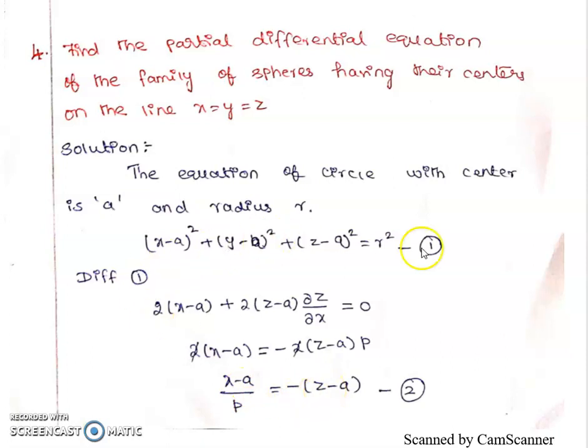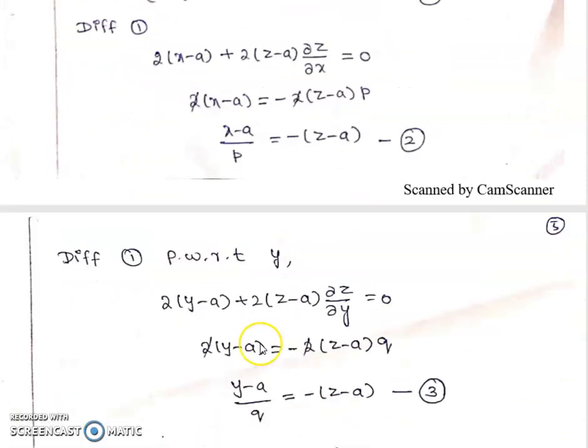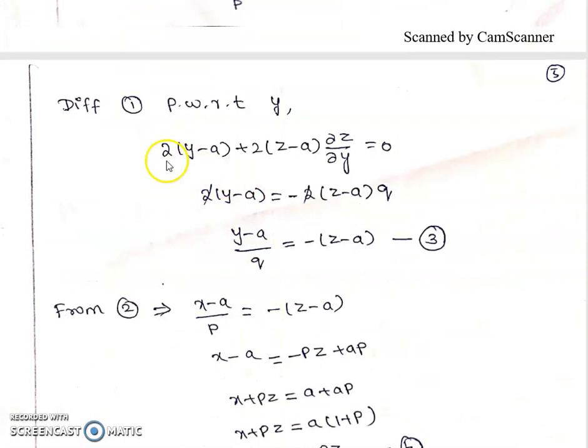Next we are going to differentiate partially with respect to y. So 2(y − a) + 2(z − a) ∂z/∂y = 0. We know the notation ∂z/∂y = q. So bring the term to the right hand side, and we can cancel the common 2. Then it can be written as (y − a)/q = −(z − a).